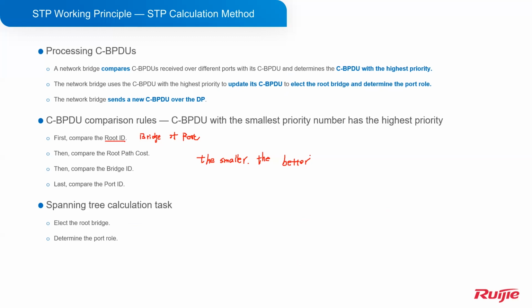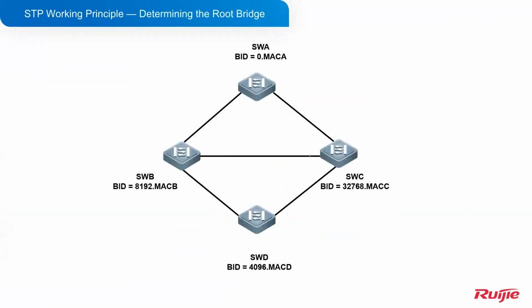And let's see an example. Now we have 4 switches, right? The first step is to determine the root bridge. To determine the root bridge, we should compare the bridge ID. Actually, the devices can directly see which switch has the smallest bridge ID. But to make it easier for us human beings to understand, you can think that firstly, we compare the priority.